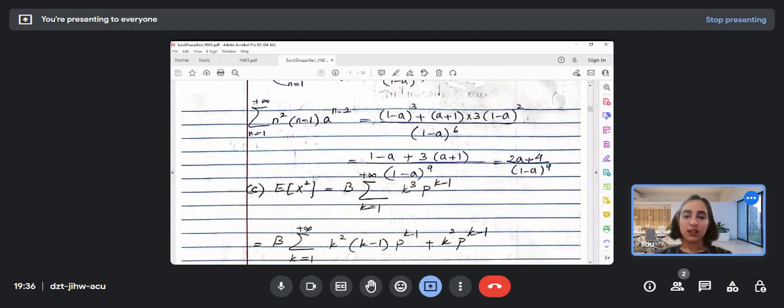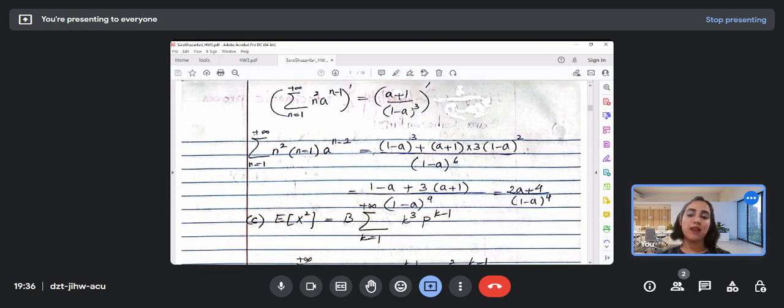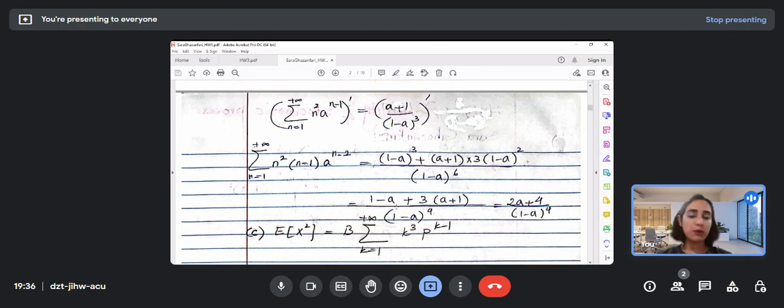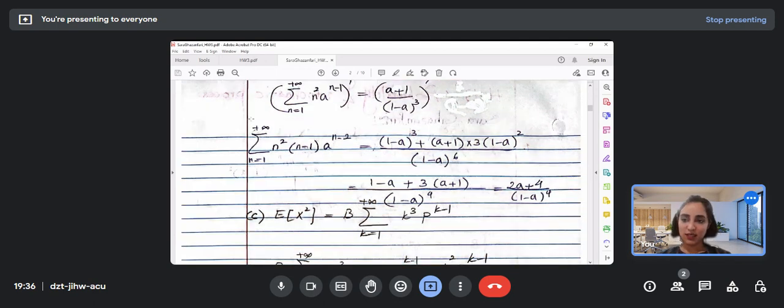In part C, we want to calculate the expected value for x to the power of 2. Here again, if we write down the formula, we need k to the power of 2 times the probability mass function, and again we have k to the power of 3 here. So what we do is the same as before. We take the derivative of our approximation, and we get to this formula.